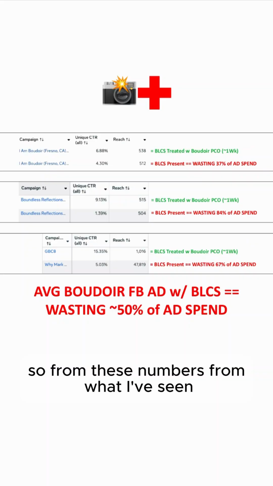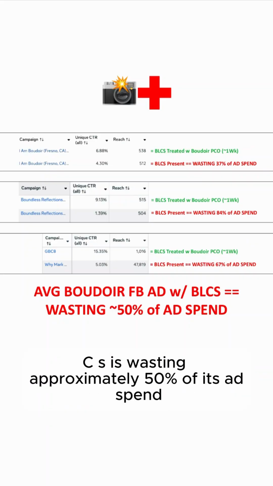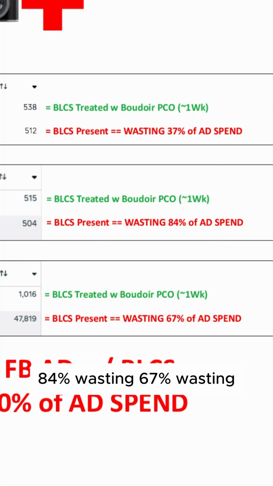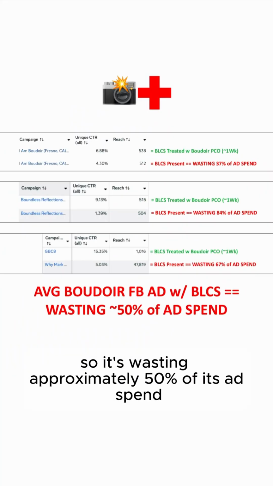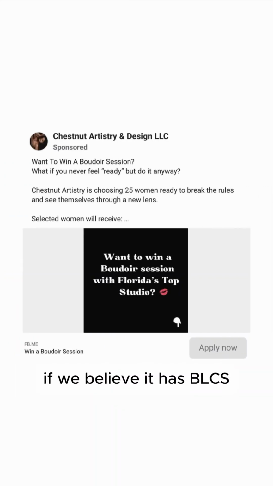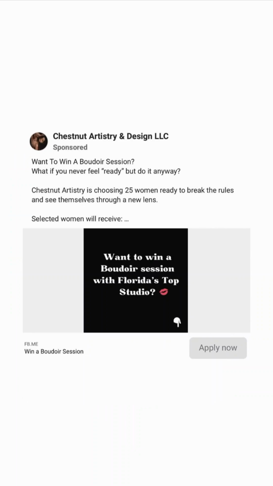So from these numbers, from what I've seen, the average boudoir Facebook ad with BLCS is wasting approximately 50% of its ad spend. I mean, look at the numbers, wasting 37%, wasting 84%, wasting 67%, so it's wasting approximately 50% of its ad spend. Now we're going to diagnose this if we believe it has BLCS, aka Boudoir low click syndrome.